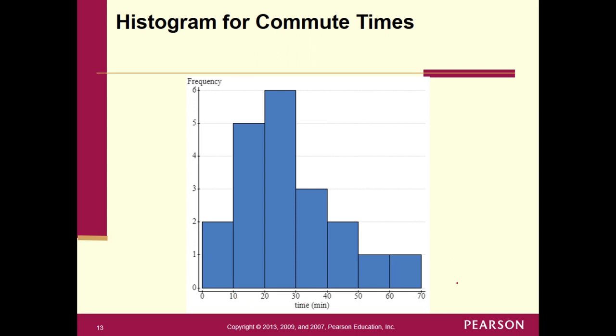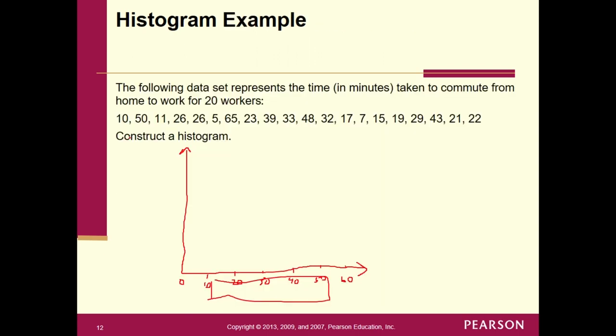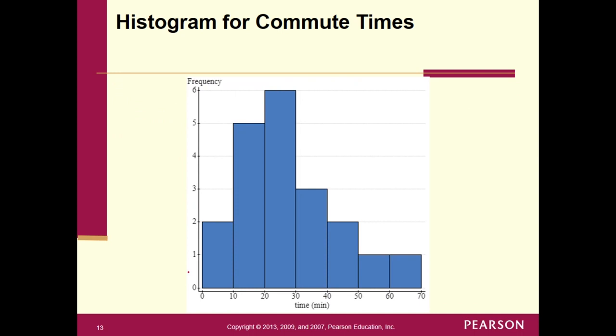There's an obvious question here. Let's go back to the data for a second. You might be asking, where do I put the 10? Where do I put the 50? They fall right on one of these stopping points. So where do we put that? What every stats book will tell you is that you put it into the higher one. So this bar right here represents 0 to just less than 10. This bar right here will represent 10 to just less than 20, and so on and so forth.